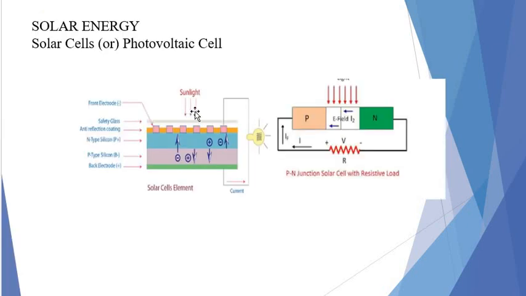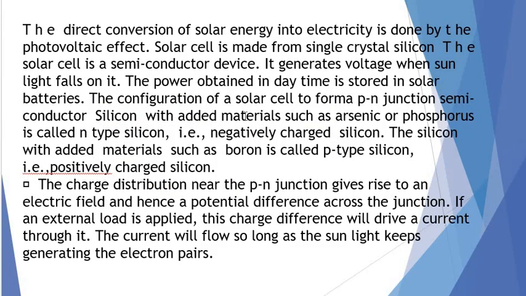First one, solar energy. The principal component of solar energy is the solar cell. The solar cell is a semiconductor device that is made up of a PN junction semiconductor. This semiconductor is made up of a single crystal structure. When light falls on the PN junction device, it generates a charge carrier. The generated charge carrier causes a current flow. This current flow is stored in batteries.